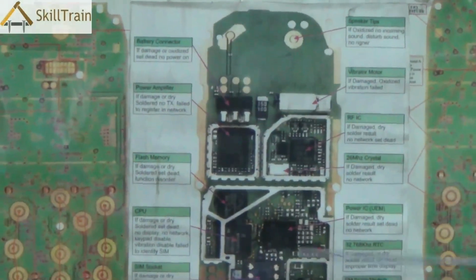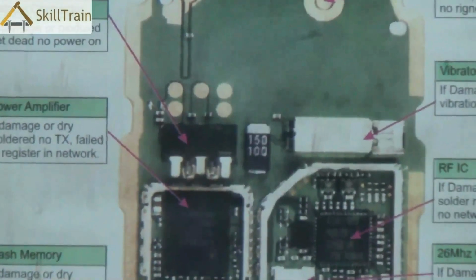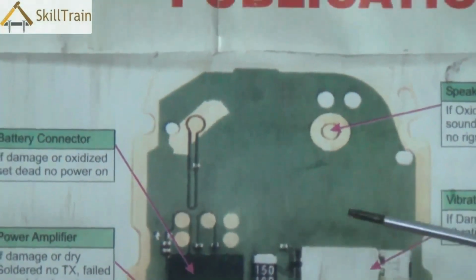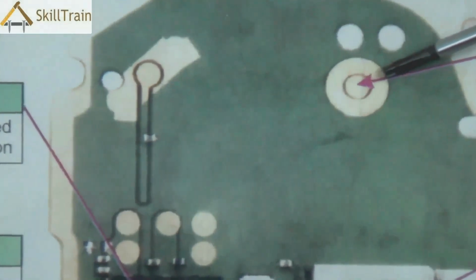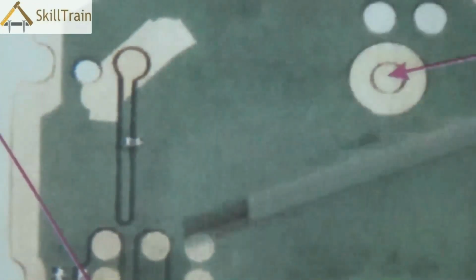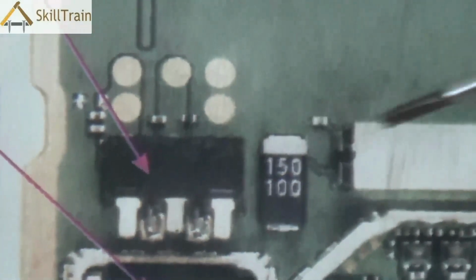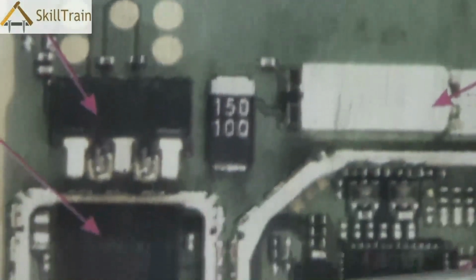In this PCB, as you can see, the way the components are placed here is very different from the previous one. From the top, if we try and look at each of these, this is the speaker tip, which is where the speaker connects to. Right next to that is the antenna tip, where the antenna in a mobile phone connects to. Underneath that is the battery connector, where the battery connects to. Right next to that is the vibrator, which vibrates whenever you get a ring.